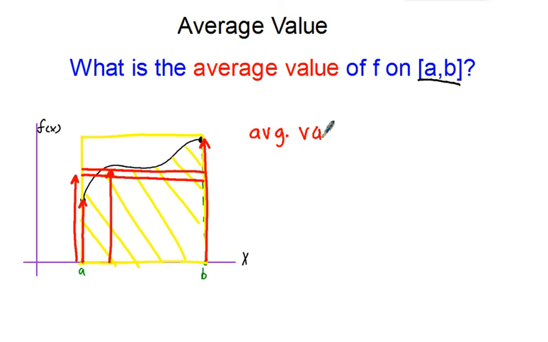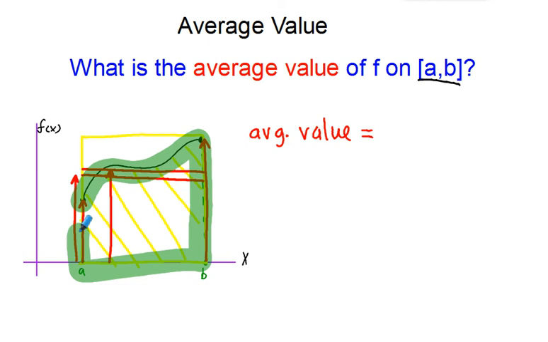Average value is found by taking the area under the curve. Okay, so we want to get the area of this region right in here. All right, we take the area and divide by the width.